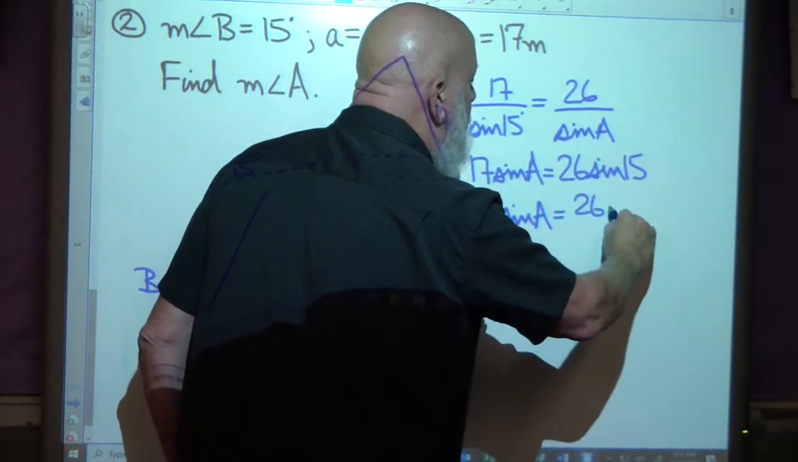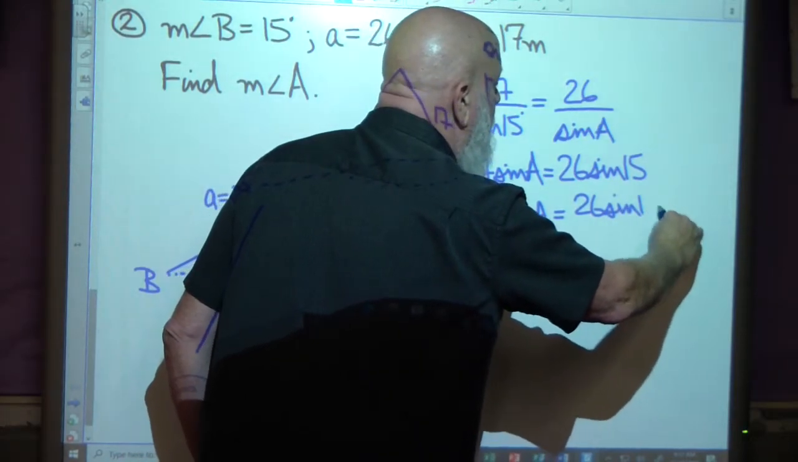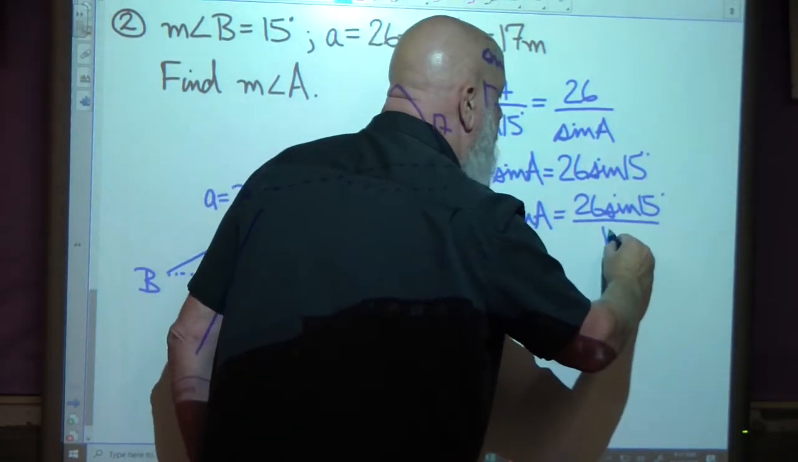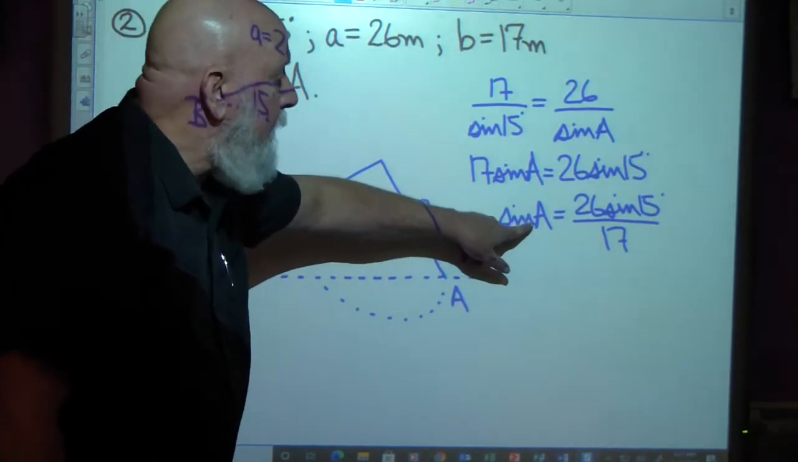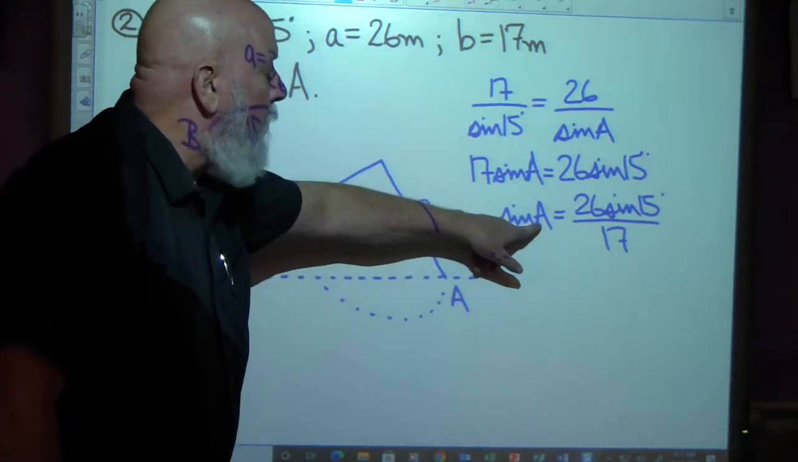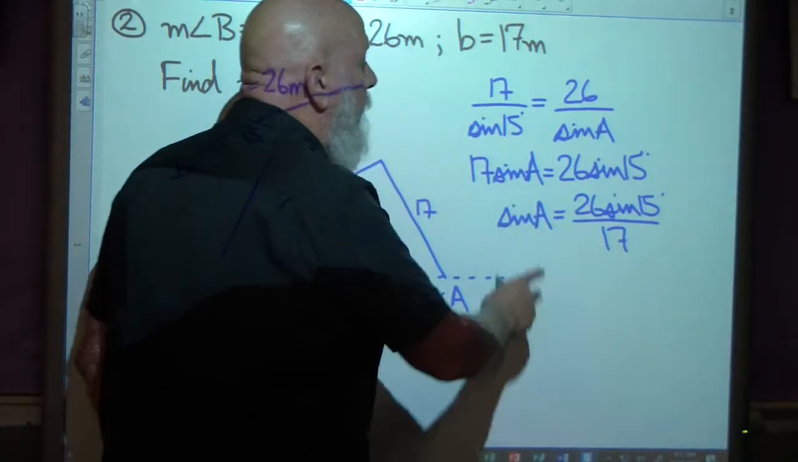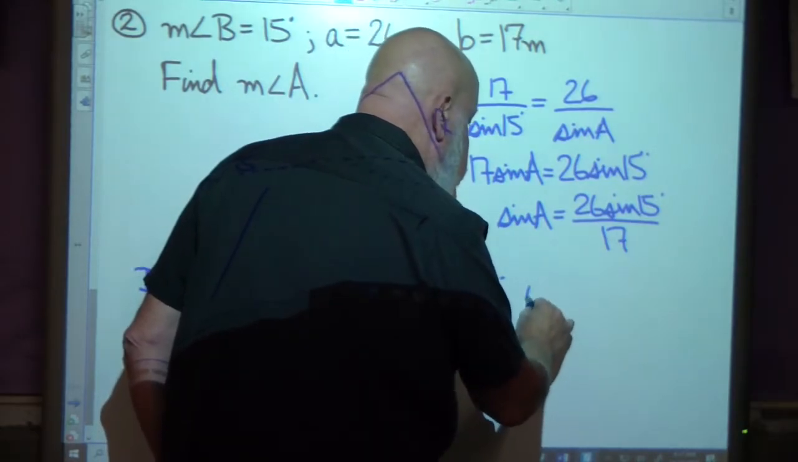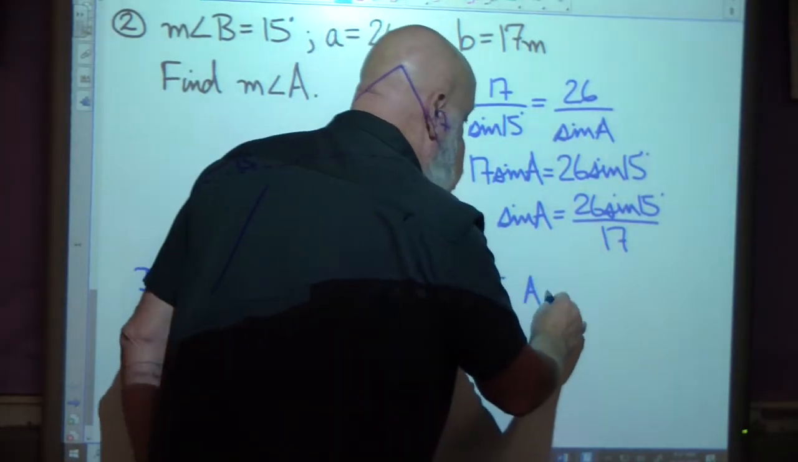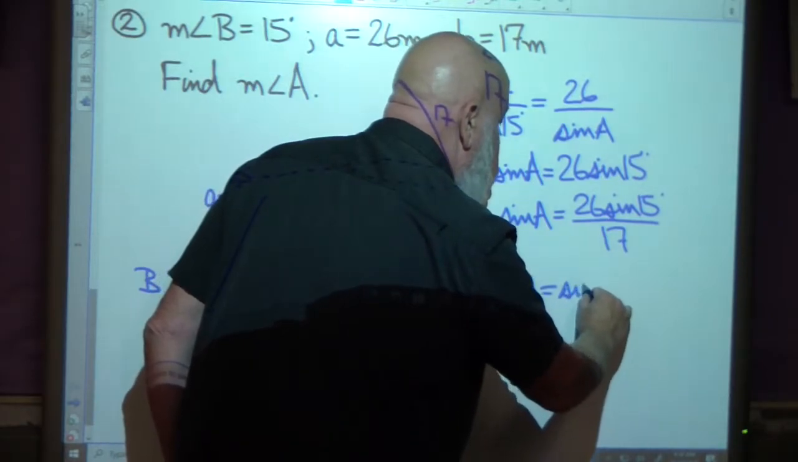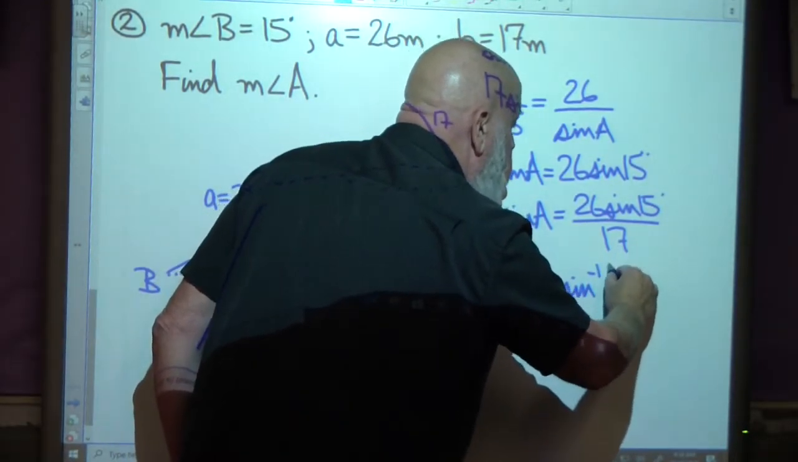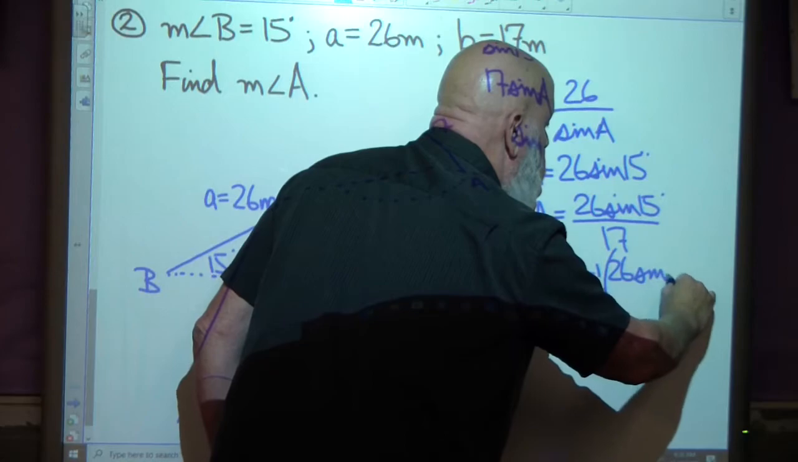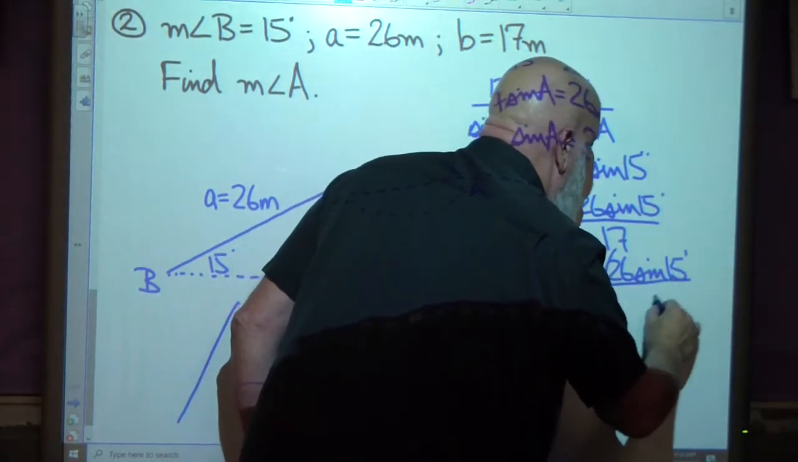It's supposed to be the degree symbol over 17. And I don't want the sine of A, I'm looking for the measure of angle A. So if I know that the sine of A is equal to this, then the measure of angle A is the inverse sine. So I'm going to take the inverse sine of both sides and get A by itself. On this side it just turns into an A. On this side I've got the inverse sine of this chunk right here: 26 sine 15 degrees over 17.